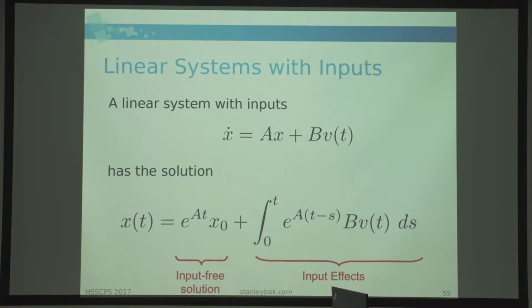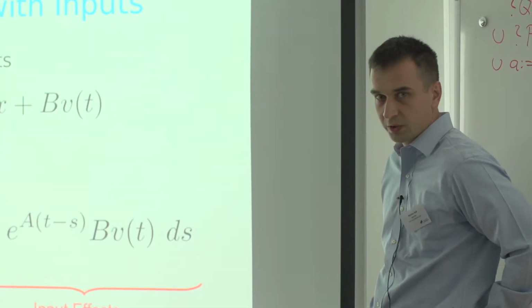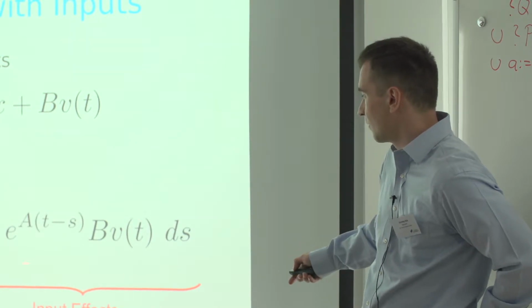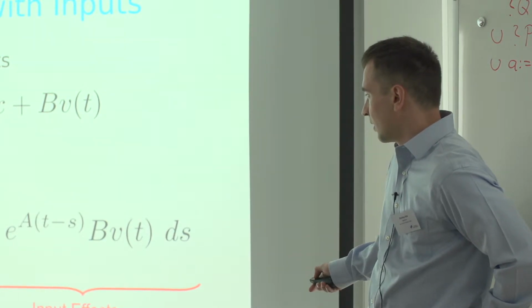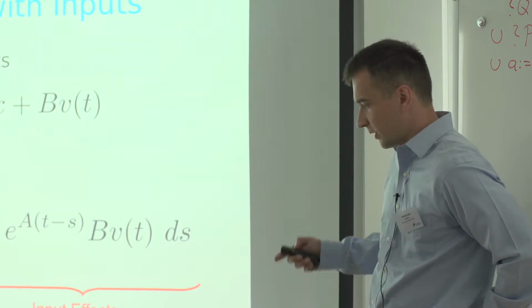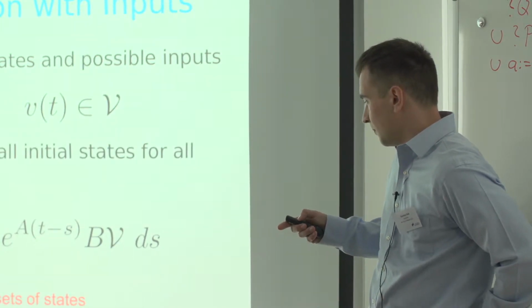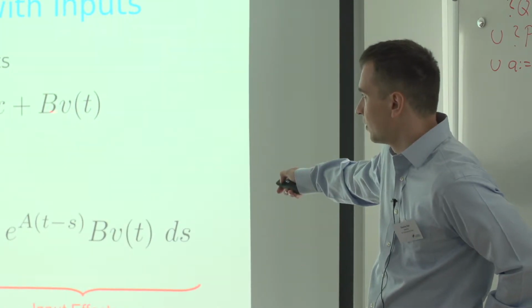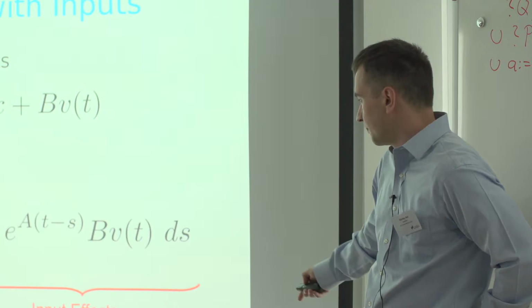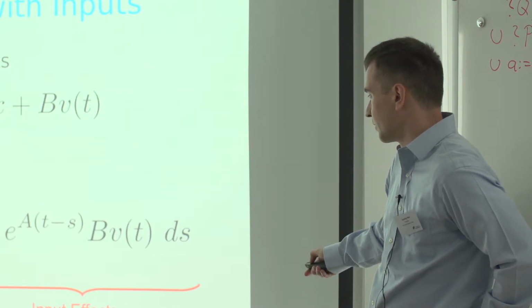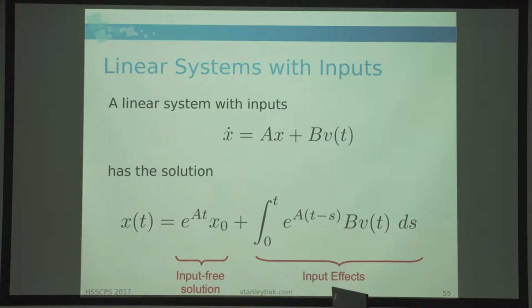When you have a linear system with inputs, x dot equals Ax plus Bv of t, you can also write the solution. It's a little bit more complicated, but it essentially consists of two parts. You still have this e to the At times x naught, which is the input-free solution. And then you can add the effects of the inputs over time. This is a little more complicated, but there's ways to simplify it. This is for a single point, if you have a single vector x naught. And v is a function that's changing over time, so it's your input function over time.